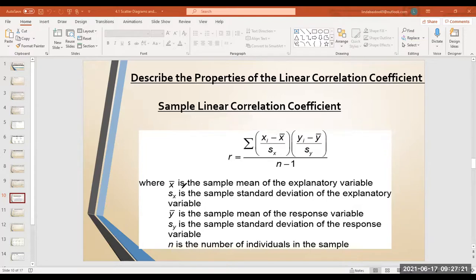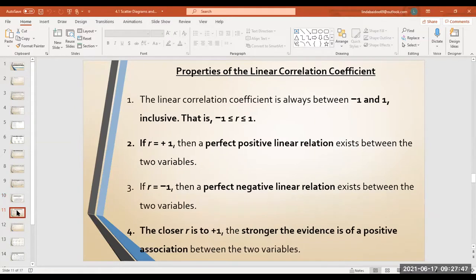Where X bar is the mean of the explanatory variable, S subscript X is the standard deviation of the X variable, Y bar is the mean of the Y, and S subscript Y is the standard deviation of the Y. And N here is the number of individuals in the sample. So this is how we calculate R, and R is the one that tells us the strength and direction of the line, strength and direction.